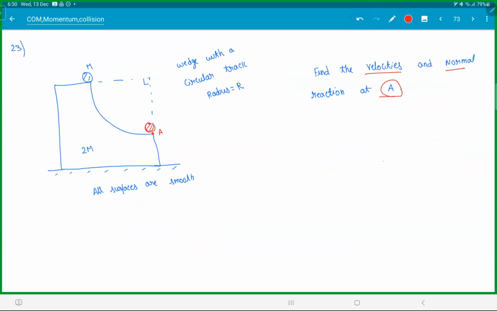Then you also said find normal reaction at point A. What should I do? I should draw an FBD at point A. You're getting it? So listening to those words, these are the key words. When you know these words, you'll know which way to approach. So let's see how to do this.